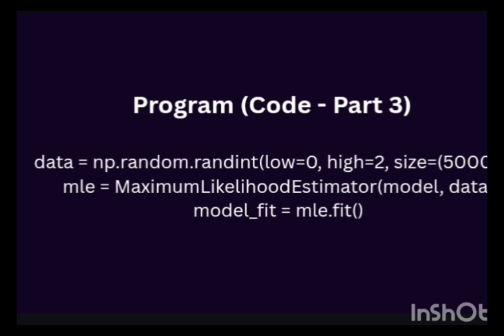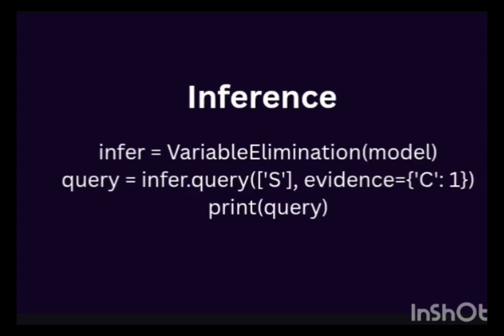Inference. In this step, we perform inference using the variable elimination method. We query the probability distribution of variable S given some evidence such as the value of C. This helps in making predictions based on the model.